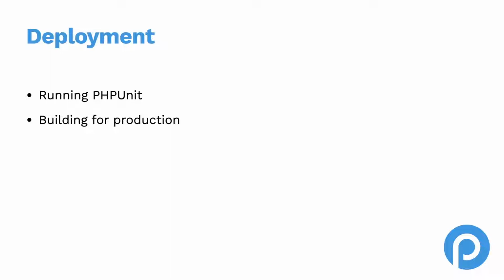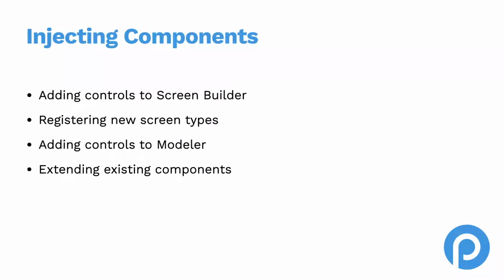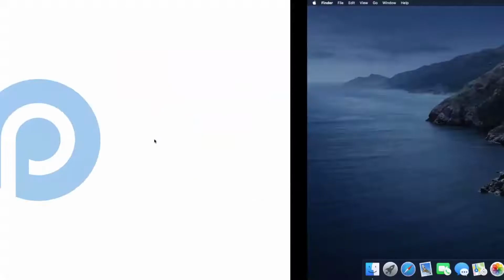Then we're going to talk about deployment, which includes running PHP unit. So that's for our test-driven development, and then building for production so that we can end up deploying that. And then finally, time permitting, Sonia is going to talk about injecting components. That involves adding controls to the screen builder, registering new screen types, adding controls to the modeler, and extending existing components. So let's get started.